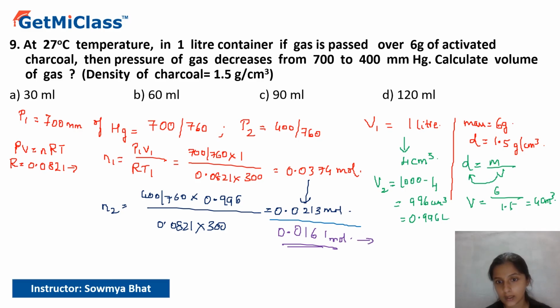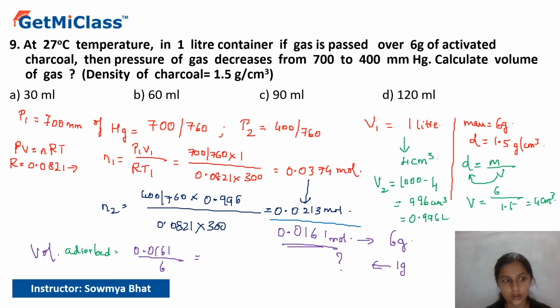This is adsorbed by 6 gram of charcoal. So if that is the case, 1 gram of charcoal is going to adsorb how much? That's 0.0161 over 6, which is going to give you the moles adsorbed by 1 gram of charcoal, and the volume adsorbed at normal temperature and pressure is given by volume adsorbed is equal to this value multiplied by 22,400. So this is going to give you around 60.2 or 60.1 cm cube, or the option is 60 ml.